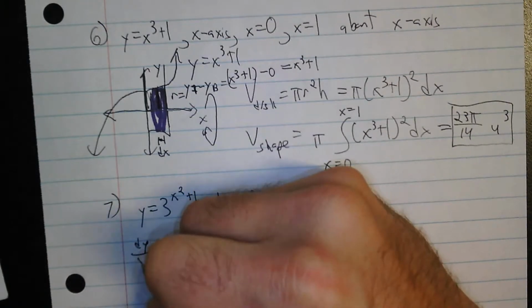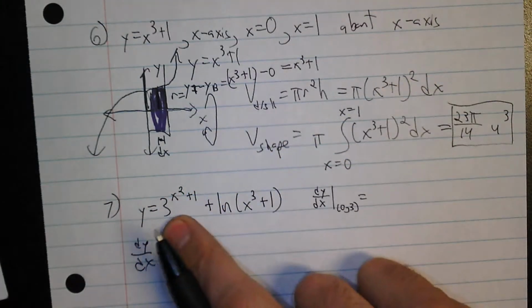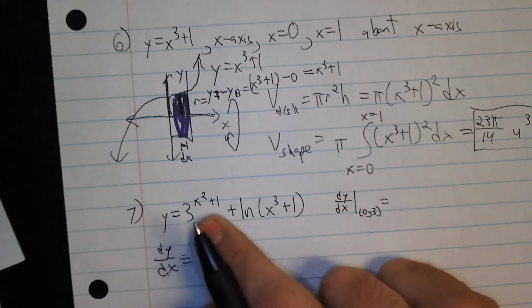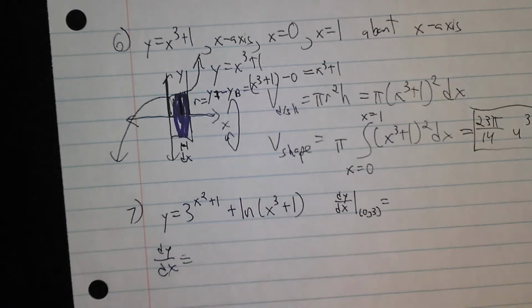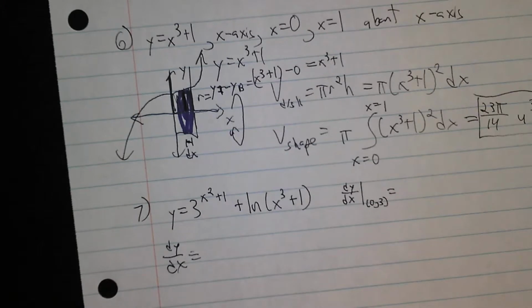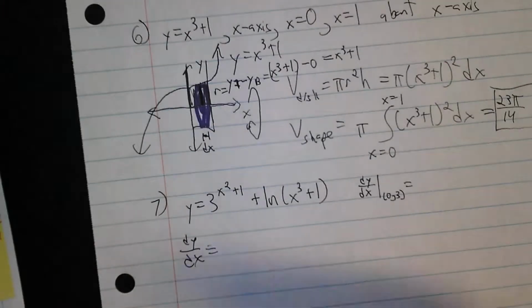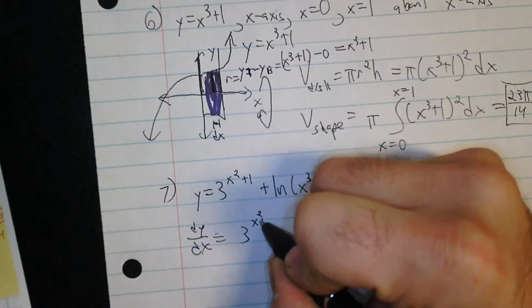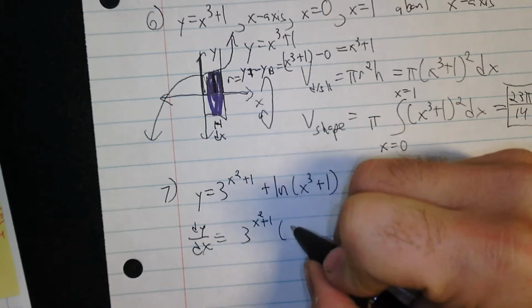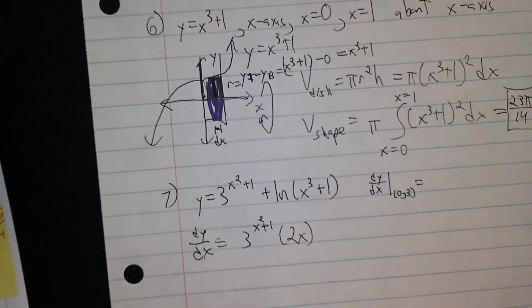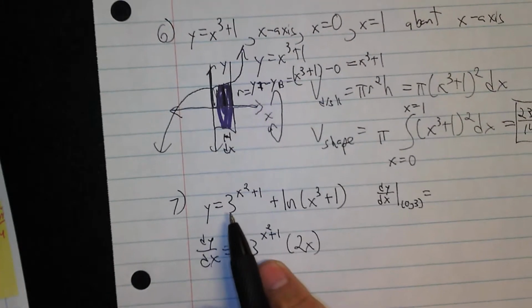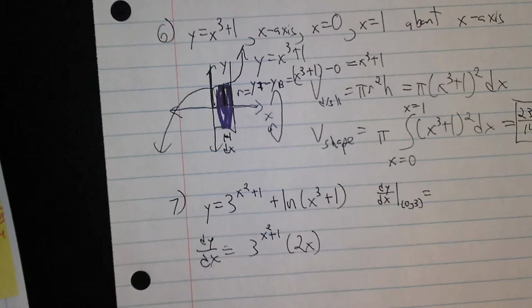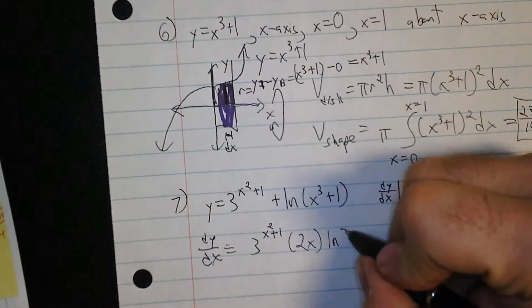So here we go. dy/dx is going to equal. Well, we got to know how to differentiate 3 to the x squared plus 1. It is very similar to e to the x squared plus 1, right? If it was e to the x squared plus 1, it would be e to the x squared plus 1 times the derivative of the inner, which is 2x, right? But it's not e to the x, it's 3 to the x. There's that little add-on. Do you remember what the little add-on is? It's natural log of 3.